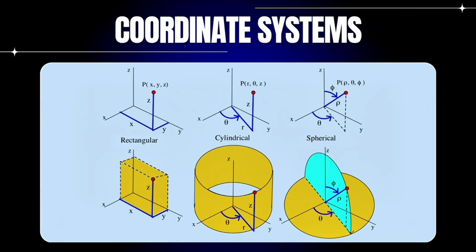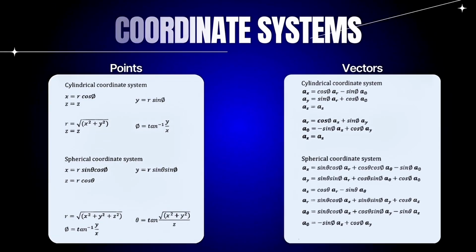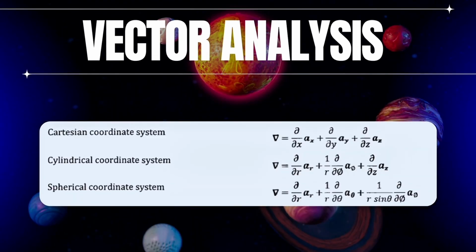Also, wires match cylinders, point charges match spheres. We must know how to convert these points and unit vectors between systems using these formulas. The del operator uses partial derivatives in different systems to find gradient, divergence, curl, or Laplacian of a function.